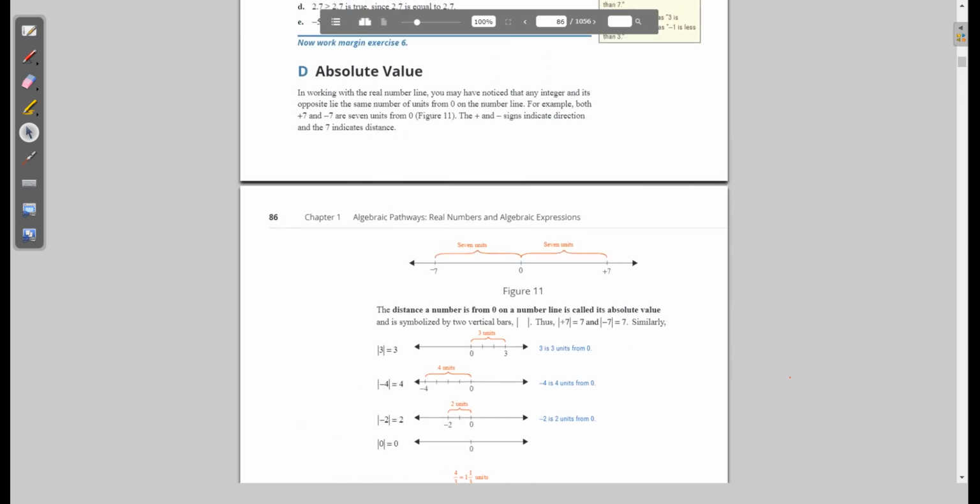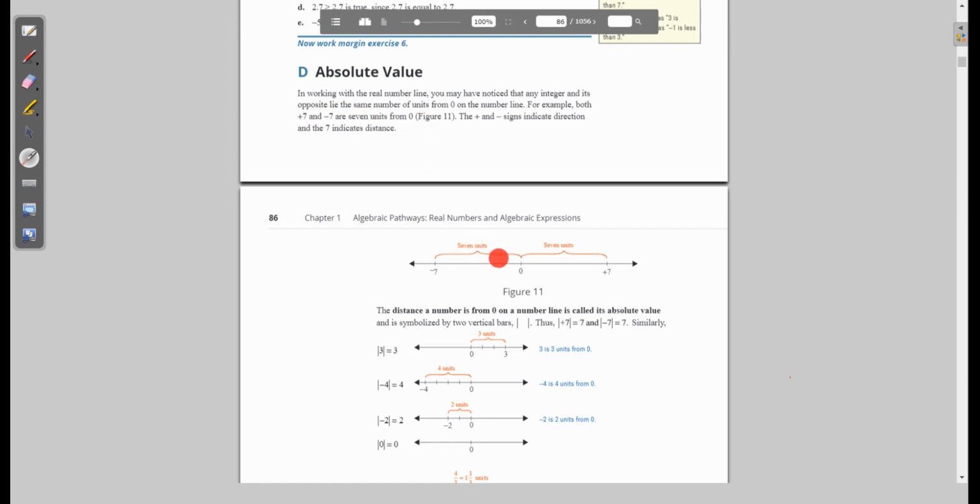All right, next thing we're going to talk about is absolute value. So in working with the real number line, you may have noticed that any integer and its opposite lie the same number of units from 0 on the number line. For example, both +7 and -7 are 7 units from 0.